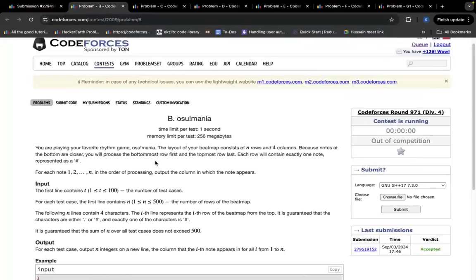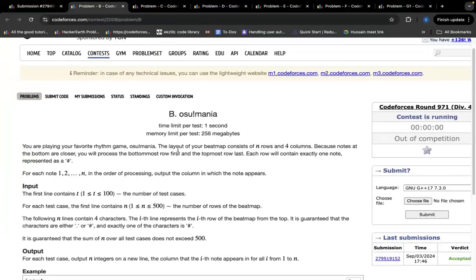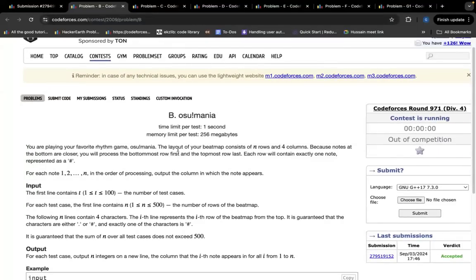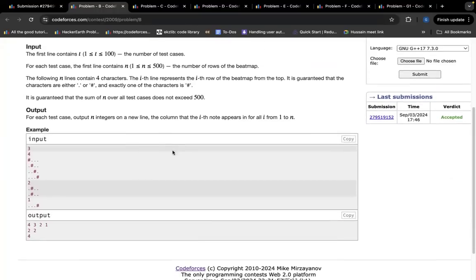So guys, what is the second problem? You are playing your favorite rhythm game. I don't know how to pronounce that, but yes. The layout of your beatmap consists of n rows and 4 columns. Because notes at the bottom are closer, you will process from the bottommost row first and the topmost row last. Each row will contain exactly one note represented as a hash. For every note from 1 to n, in the order of processing, output the column in which the note appears.